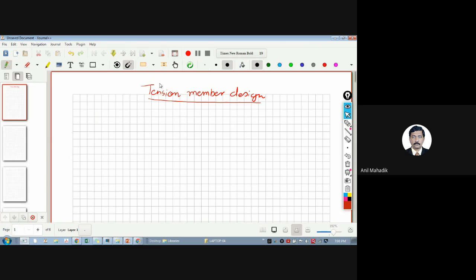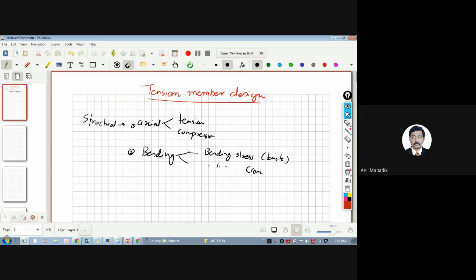कौन कौन से फोर्सेस रहते हैं स्ट्रक्चर्स में? Axial force, tension force, so it may be axial, may be tension or compression. What else is there? So axial force is one thing. Second is bending. If there is a beam, then we have a bending moment. So we get bending stresses. So bending stress may be tensile stress or it may be compressive bending stress.